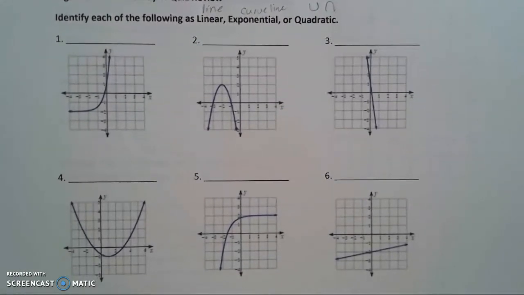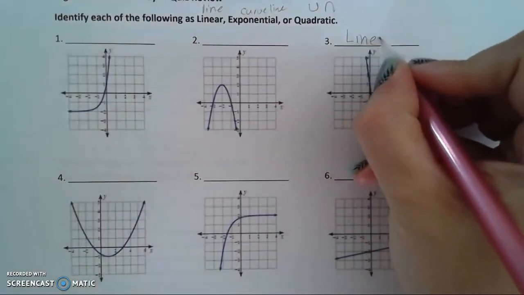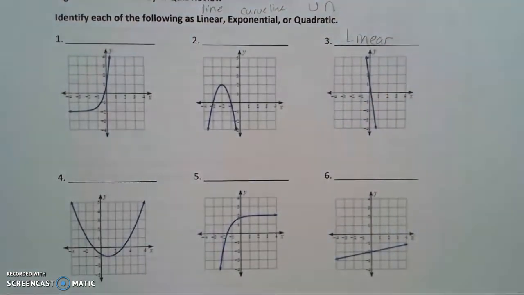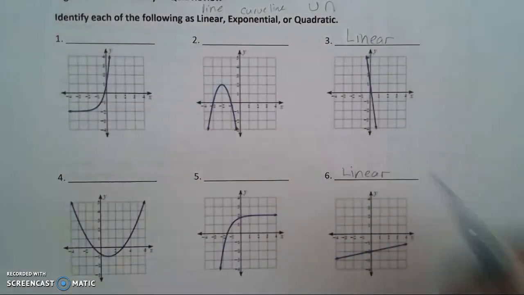So let's just start with linear. I'm looking for which of these graphs is a straight line. This is not a straight line, not a straight line. This one is in fact a straight line, so this is linear. And then not a straight line, not a straight line, but this one is a straight line, so this one is also linear. So we had 2 of the graphs that were linear functions.